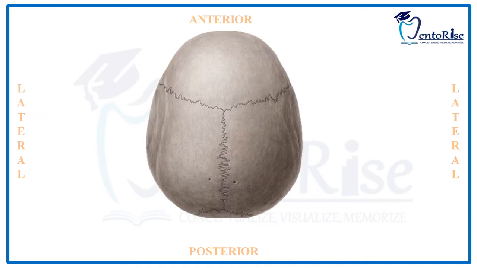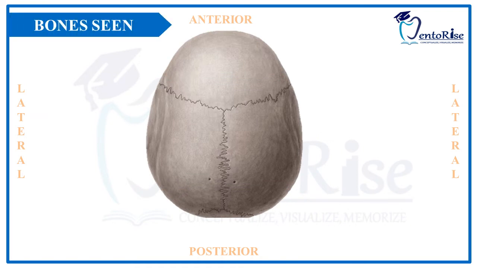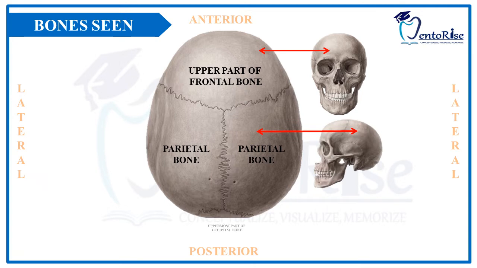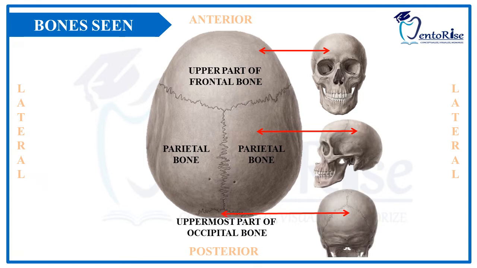Now let's discuss the bones which are seen in norma verticalis. Anteriorly, the upper part of the frontal bone is present. On each side, the parietal bone is present, and posteriorly, the uppermost part of the occipital bone is present. Please observe the figure very carefully to memorize the location of these bones.